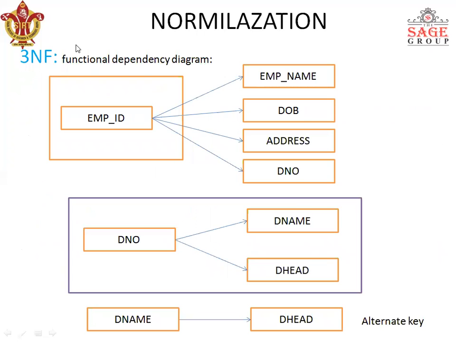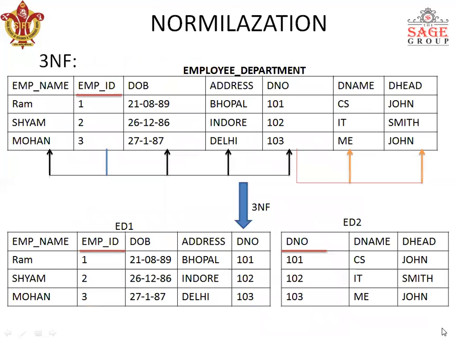So what we did, we broke down these functional dependencies. On the basis of functional dependency, we made tables. With the help of employee ID, we can identify name, date of birth, address, and department number. With the help of department number, we can identify department name and department head. So we broke down one table into two tables, table number 1 and table number 2. There is another concept of alternate key: with the help of department name, we can easily identify department head. It is a kind of alternate key. So this is the example of third normal form.